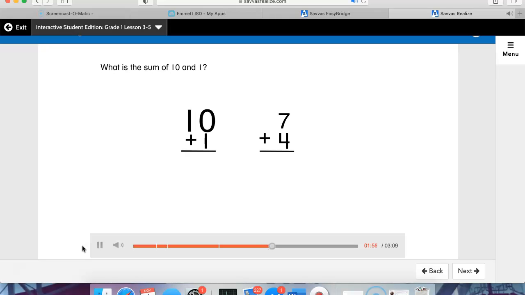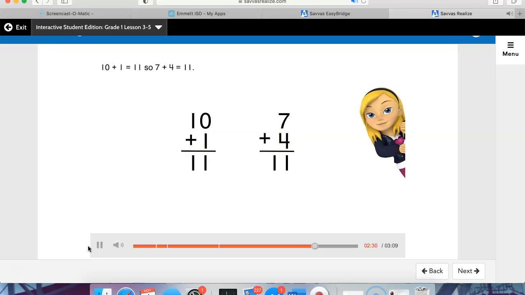What is the sum of 10 and 1? The sum is 11. How is 10 plus 1 like 7 plus 4? The sums are the same. Why are the sums the same? One answer is 10 is 3 more than 7. 1 is 3 less than 4. 10 plus 1 equals 11, so 7 plus 4 equals 11. The sums are the same.